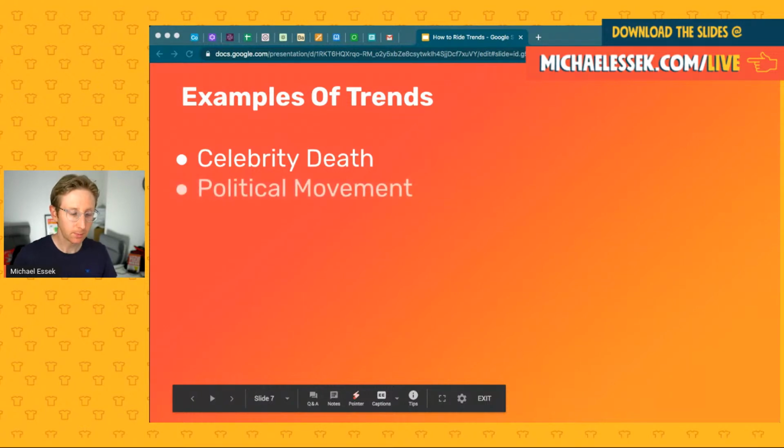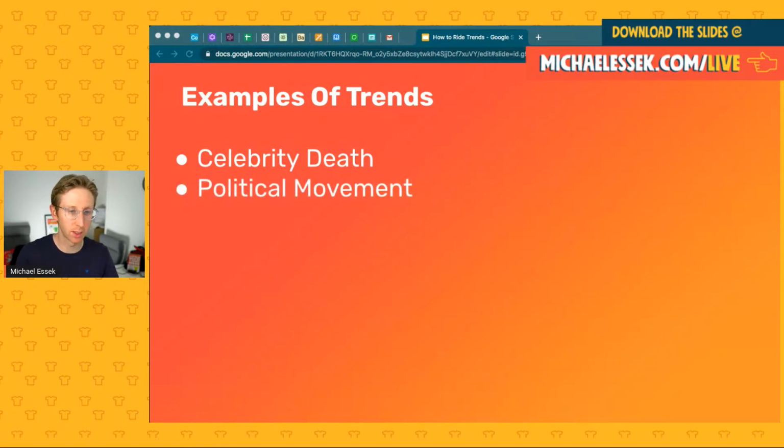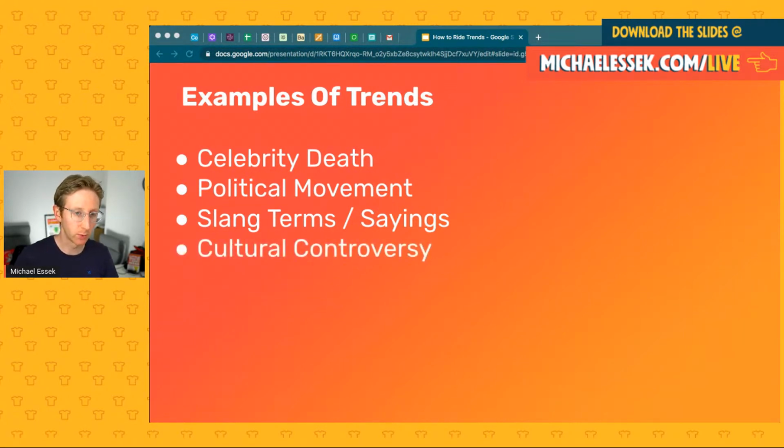Things like political movements, whether that's around election times, or it could be wider political movements, something like Black Lives Matter, or maybe environmental movements. Those kind of things, they are trends that come and rise, and then after a while they disappear again. But that's another good example of something. Slang terms and sayings, things like okay boomer, or whatever the funny saying is of this particular month. Those are good examples of trends.